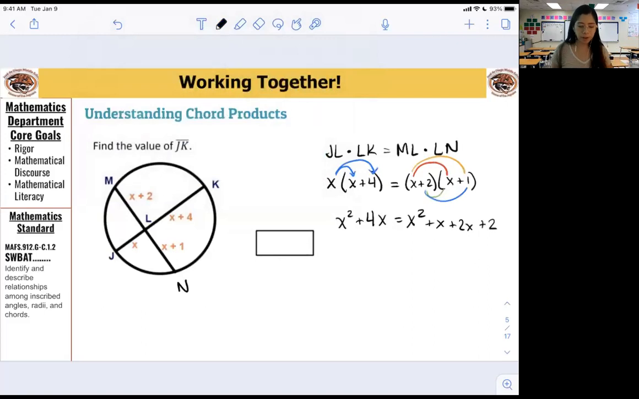Awesome. Okay. Well, now I have this crazy equation. First thing we want to do is, like Alejandro said, we're going to combine like terms. I have x and I have 2x. That's going to be 3x.